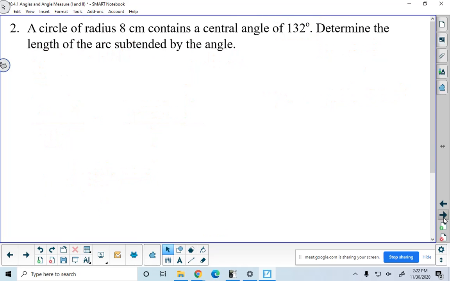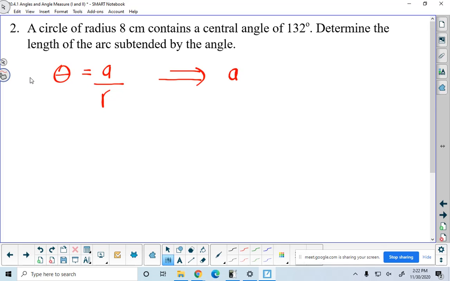All right. Number 2, a circle of radius 8 centimeters contains a central angle of 132 degrees. What's the arc length? So our formula is theta equals A over R, which, I prefer A equals R theta. So A equals the radius, which is 8 centimeters. I guess we don't really need the units. Multiplied by the angle, but it's a fatal mistake to put 132 in there because the angle has to be in radians. So we take a little detour.